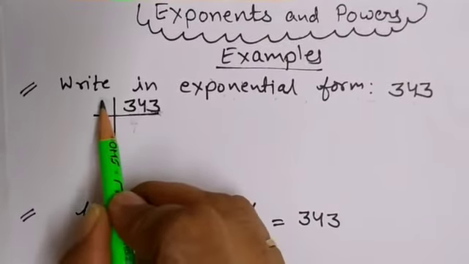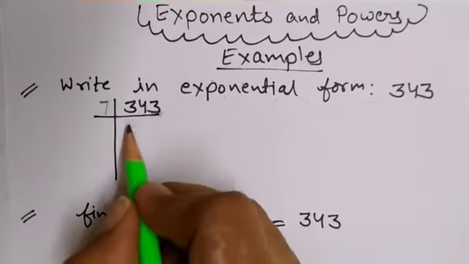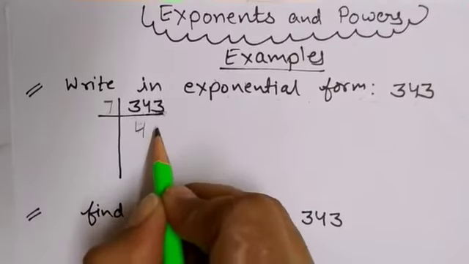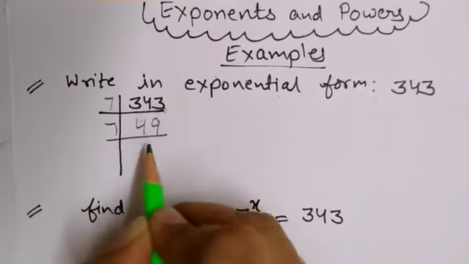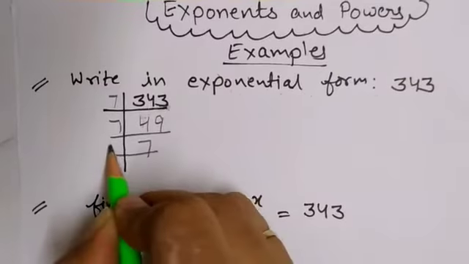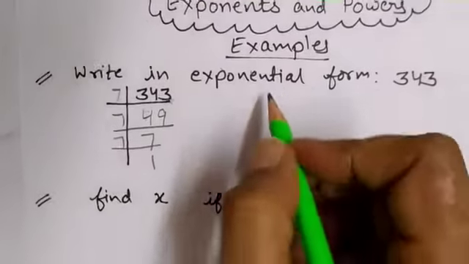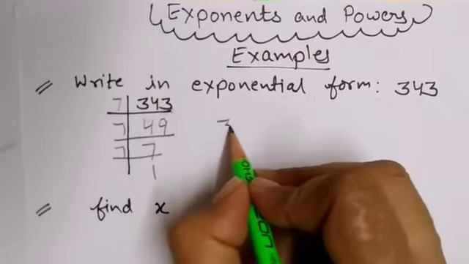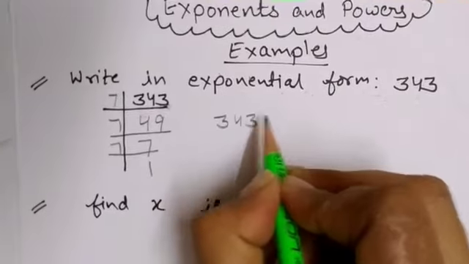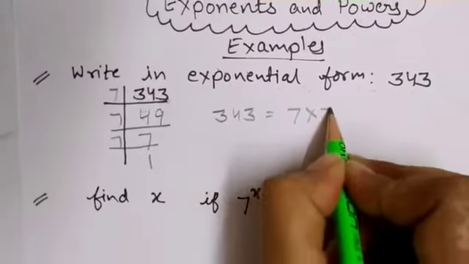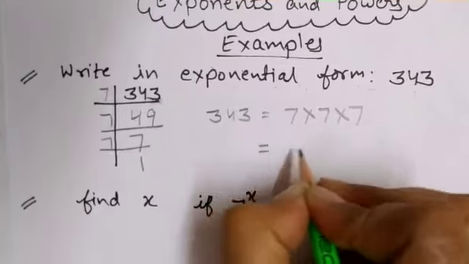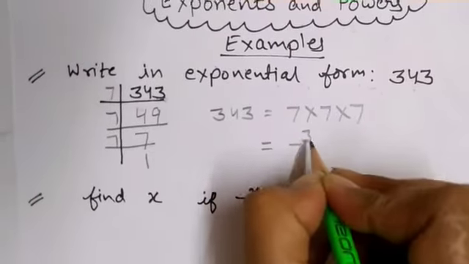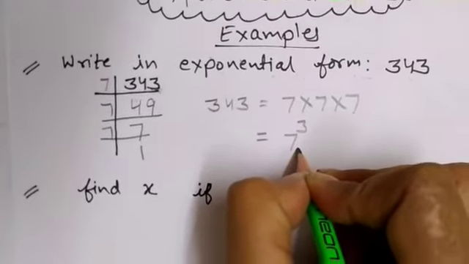Now let me try 7. 7 fours are 28, 7 nines are 63. Next, 7 sevens are 49, 7 ones are 7. So what are the prime factors of 343? 7 into 7 into 7. This is the expanded form, and 7 raised to the power 3 is called the exponential form.